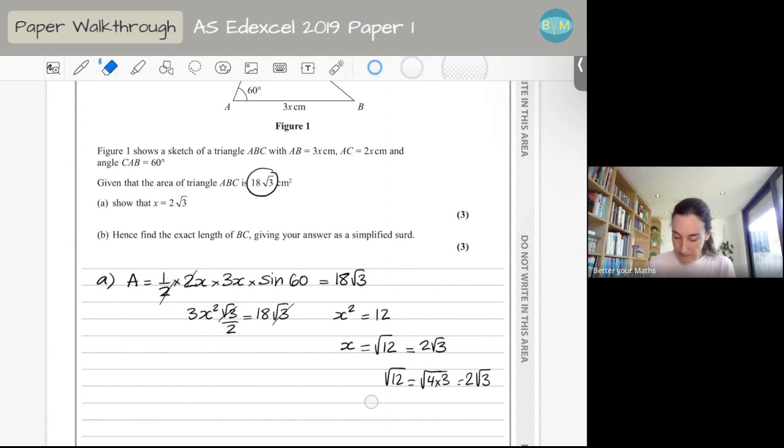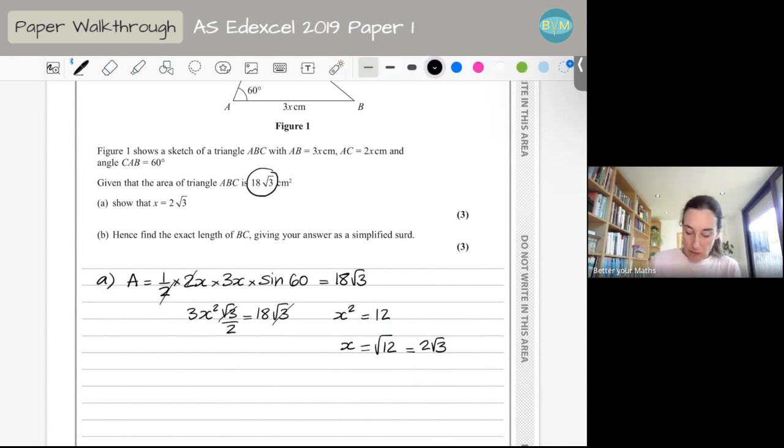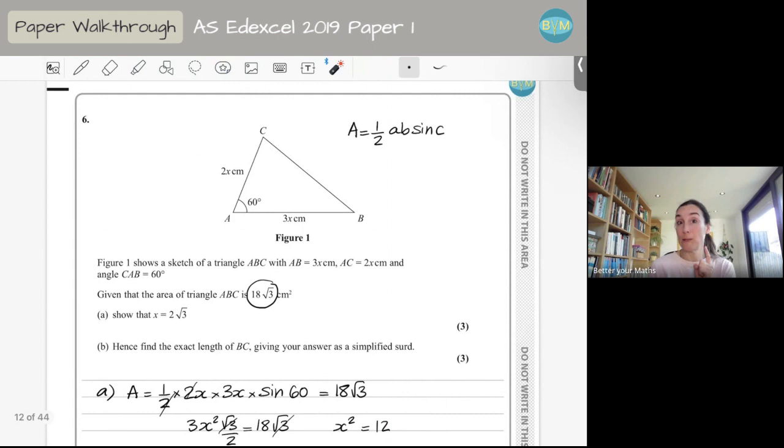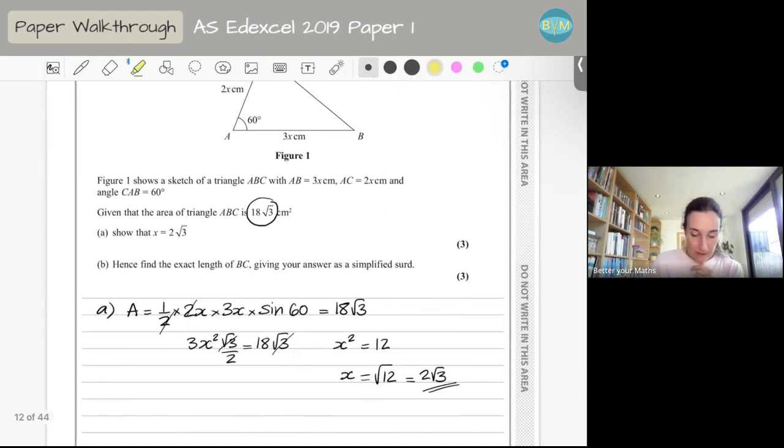So that's the value of x. And we have done it using this formula that is not in the formula booklet, and you have to remember, but you have been using it for years. Then B, say hence.